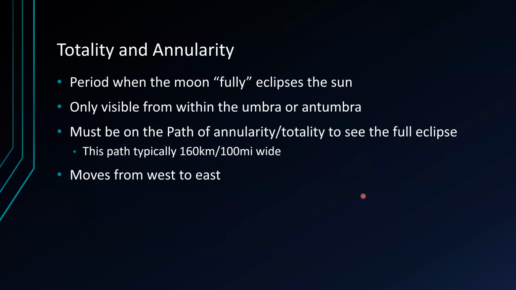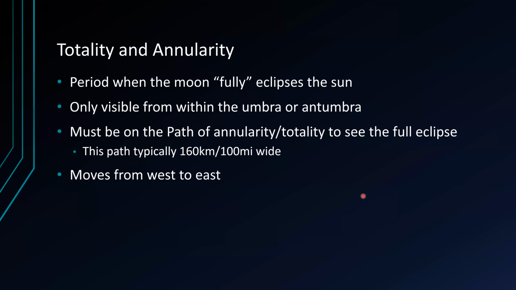So I've mentioned both of these terms quite a bit at this point, totality and annularity. These are the points in time where the moon fully eclipses the sun. I put quotes around fully because in an annular solar eclipse, the moon does not fully cover the face of the sun, hence its specific name. And you can only really experience these two phenomena when you are inside the umbra or antumbra. As I mentioned several times, if you are outside of this shadow, you'll just see a partial eclipse. You won't get the full effect.